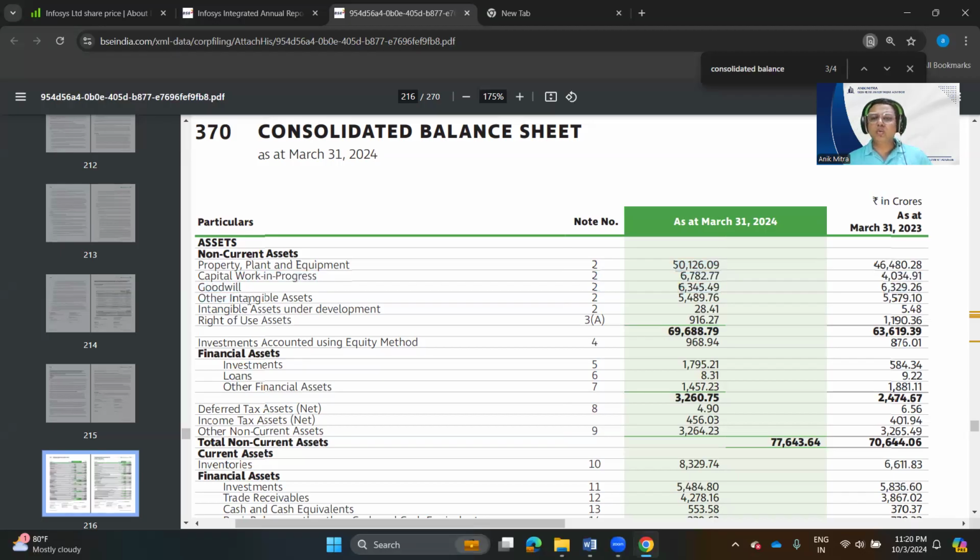What is goodwill? Whenever you find goodwill in the balance sheet, just keep in mind that it means there was some acquisition. The company must have acquired some other company. That's why goodwill is there. This company has a goodwill of 5,489 crore, almost 5,490 crore. No, sorry, I think there is an alignment problem in my eye. So goodwill is 6,345 crore. Right, 6,345 crore. It's heavy, right? That means this company has acquired another company, and from there this goodwill is coming.